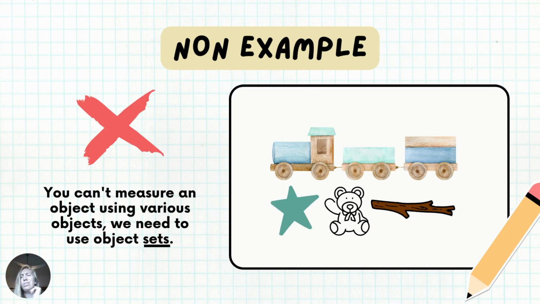However, there's no point in measuring an object using various tools. If we use a stick, a bear, and a star to measure the size of a train, we really don't know exactly how long it is. How big is that star? How small is that bear? How wonky is that stick? How do we know how big the train actually is?